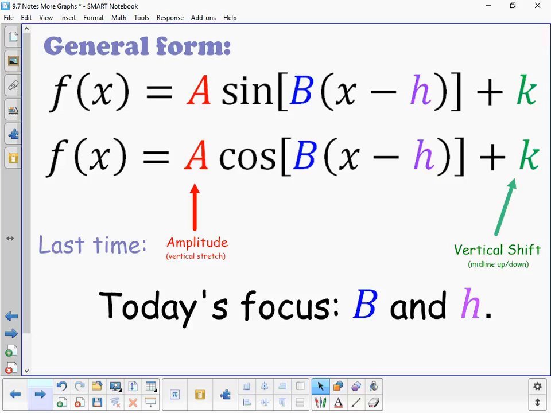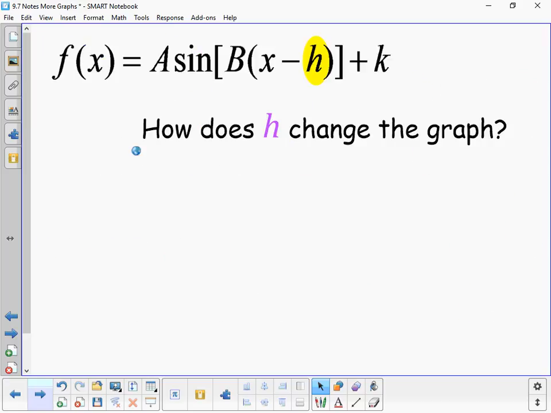Today we're going to focus on the b and the h in the equation, and they are both horizontal changes to the function. So I want to show you this graph that shows you what happens when that h value changes.